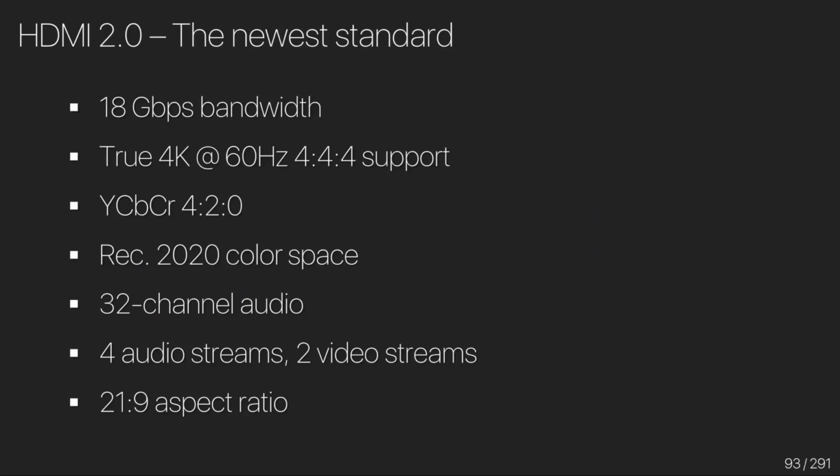So the newest version of HDMI is 2.0. The most notable change is the maximum bandwidth, which is 18 gigabits, which supports true 4K 60 444. It also supports the new subsampling 420, although technically you did see that on some HDMI 1.4 devices, which we'll go over tomorrow when we talk about 4K. We've got the Rec 2020 color space and more audio support, and also the new ultra wide 21:9 aspect ratio.